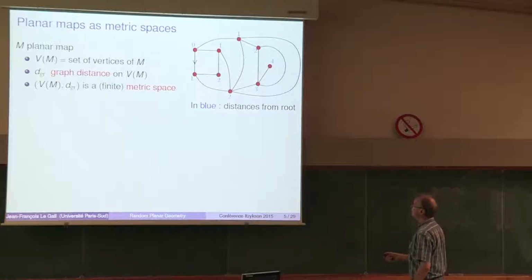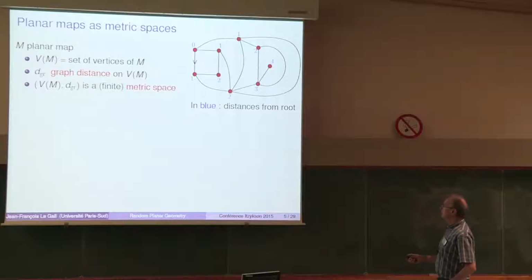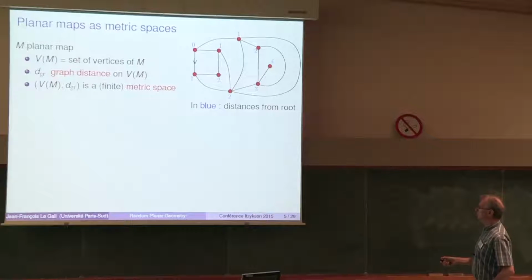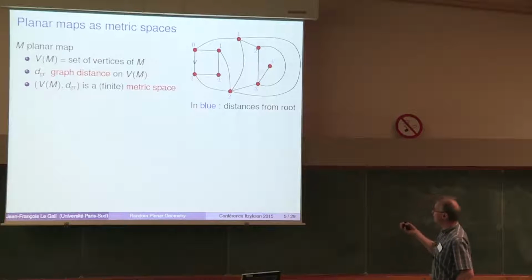So, in order to pass to the limit, I'm going to deal with planar maps viewed as metric spaces. So I have a planar map, capital M, with a vertex set, and I equip the vertex set with the graph distance. Okay? Just to remind you of the definition, the graph distance between two vertices is just the minimal number of edges on a path connecting these two vertices. So for instance, here I've represented the distances from the root vertex, and this vertex is at distance 3. Okay? So in this way I get a finite metric space.